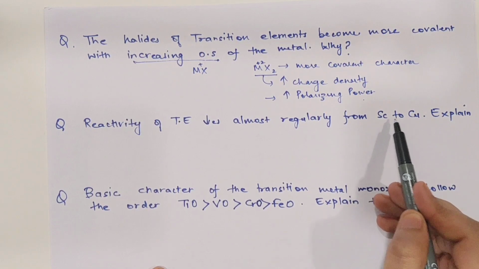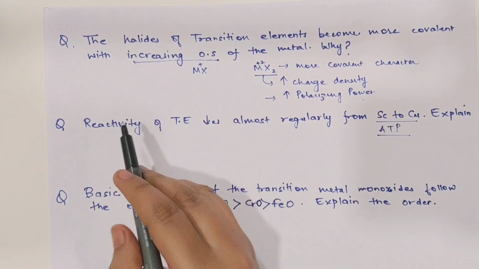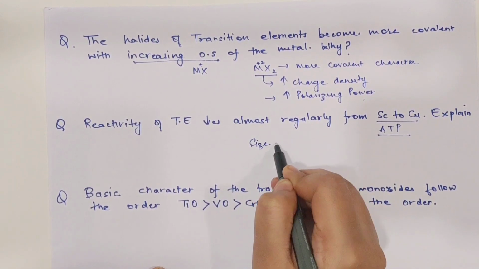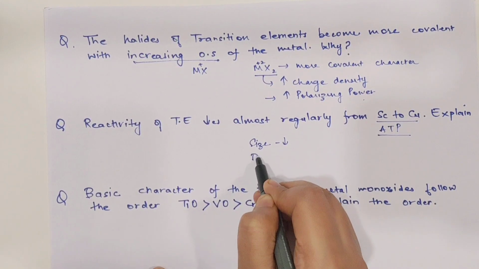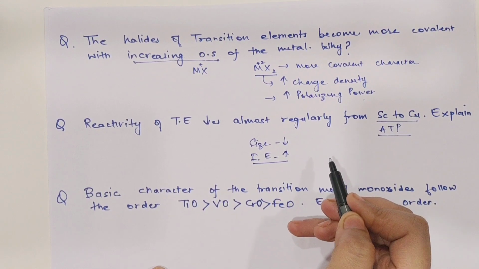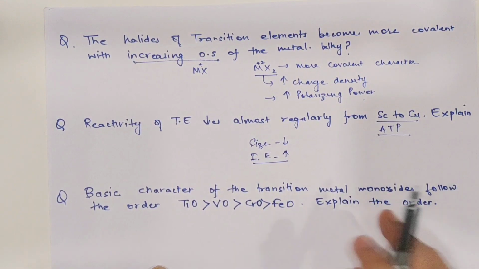Explain. Scandium to copper, that means along the period. Reactivity decreases because size decreases. Size decreases, therefore ionization energy increases. That means it's more reluctant to lose the electrons, therefore more reluctant to react.